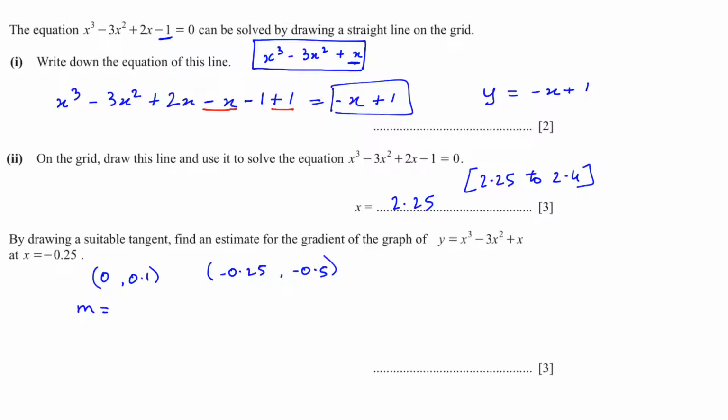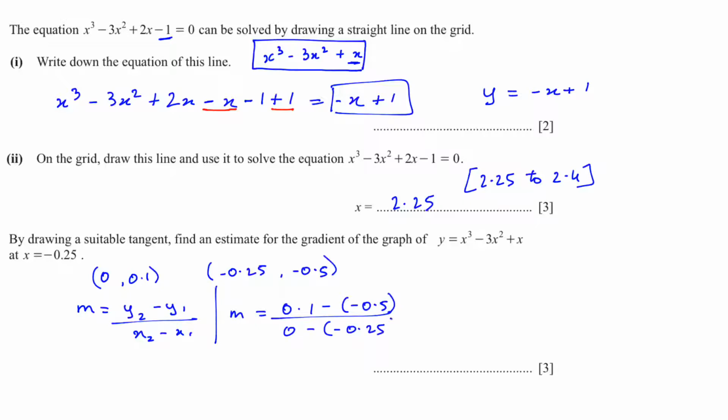To find the gradient, we use the formula y2 minus y1 over x2 minus x1. Now we will replace the y and the x. So 0.1 minus negative 0.5 divided by 0 minus negative 0.25. Let's put this in the calculator. We'll get 2.4. And if you have the answer between 1.7 to 3.7, it will be marked as right.